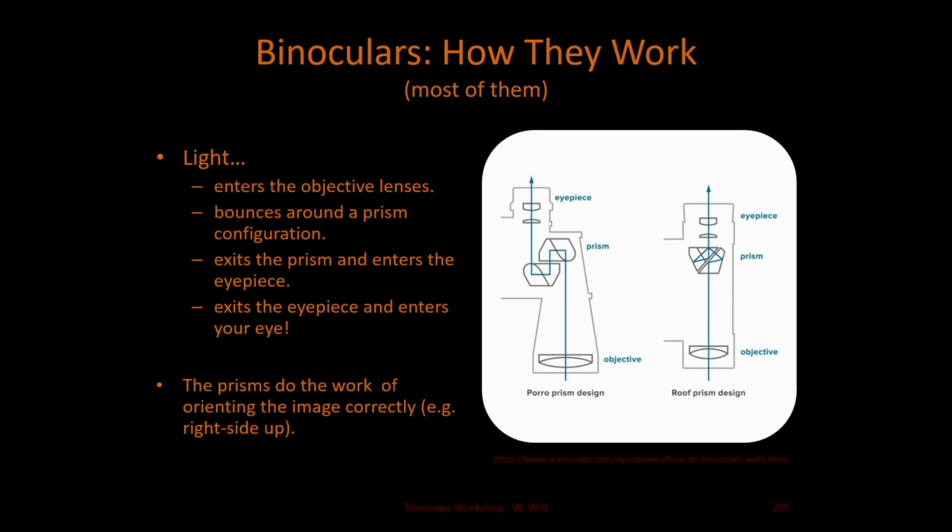So binoculars, there are two types of typical binocular designs that you buy commercially. They each use prisms. One is called a Porro prism design, and they always look like this. You can see they're kind of wider on the outside than they are on the inside. And the other is a roof or pentaprism design, where they're kind of this rectangular shape. There's no part that's wider than any other part.